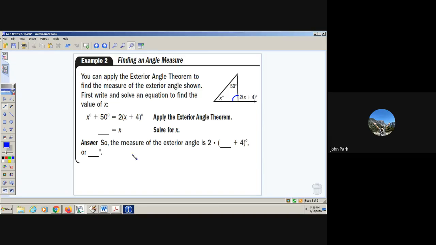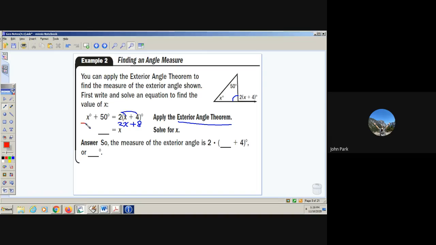Because they're always going to be the same according to the exterior angle theorem, right? So we just solve this. We distribute this, so you get 2x, and then distribute this, so you get plus 8. Then what we want to do is combine like terms.